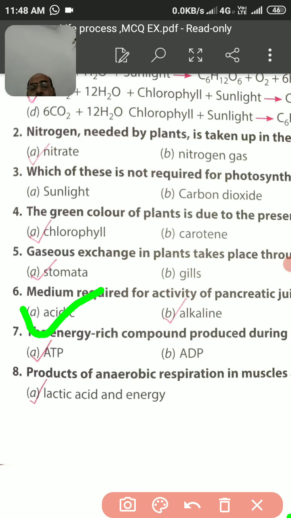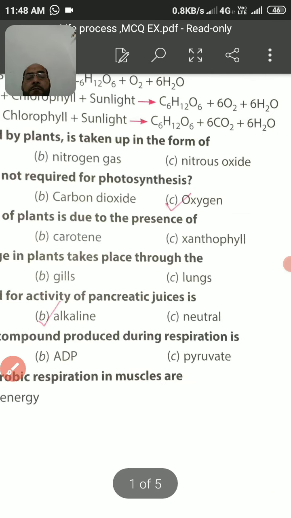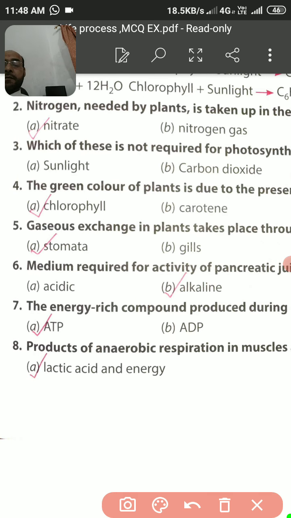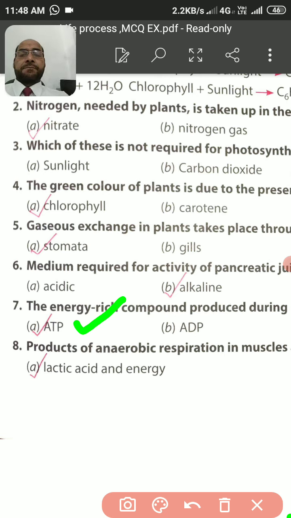Now, the energy rich compound produced during respiration is ATP. ATP is the energy rich compound that is produced during respiration.